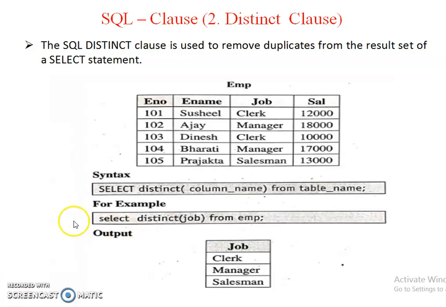See here the syntax of the distinct clause: select distinct column name from table name. For example, select distinct job from the employee table. Consider there are some duplicated values in the job column of the employee table. Our output is clerk, manager, salesman, with the duplicates removed.